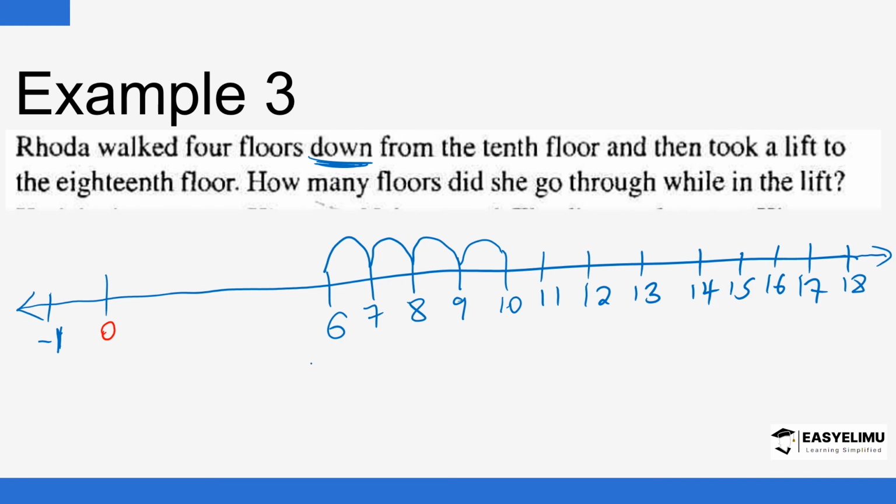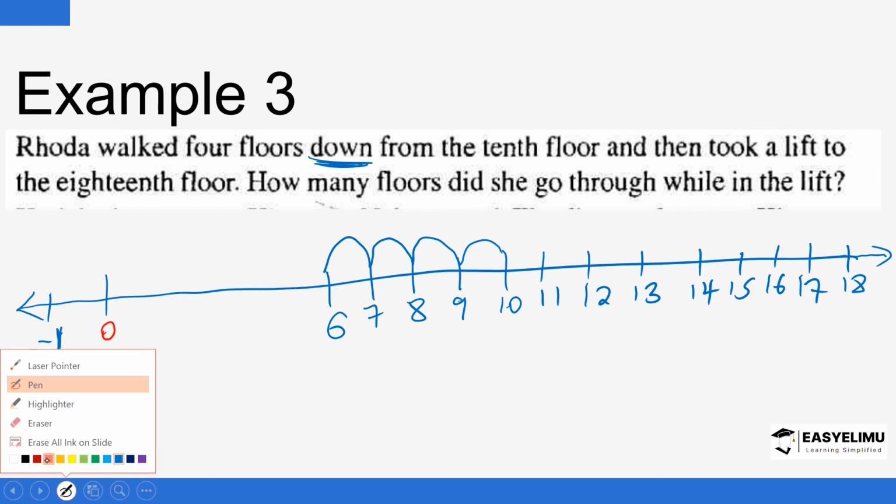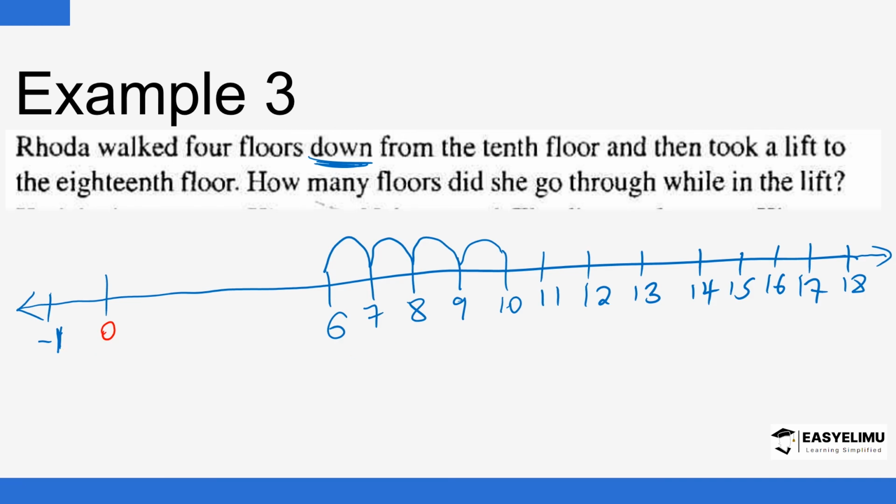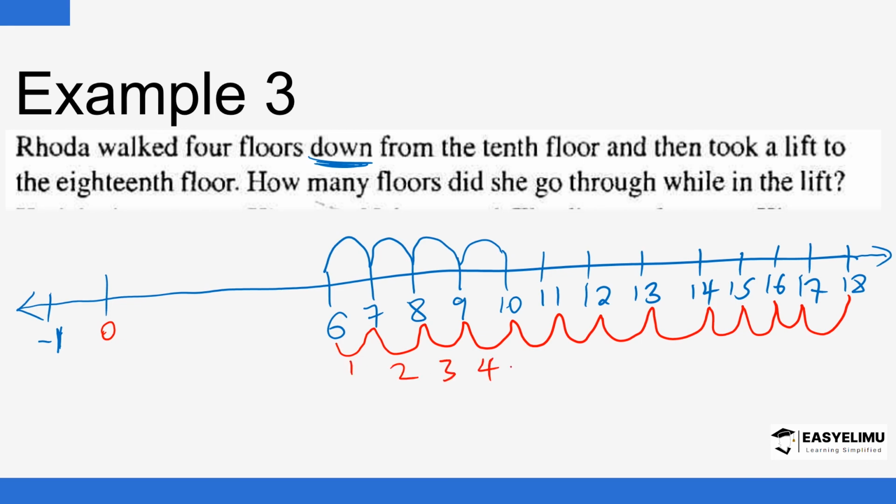Then they took a lift from number 6. That is where we are now starting. So we want to see how many floors they moved through. So we start: 1, 2, 3, 4, 5, 6, 7, 8, 9, 10, 11, 12. So the answer here is 12 floors.